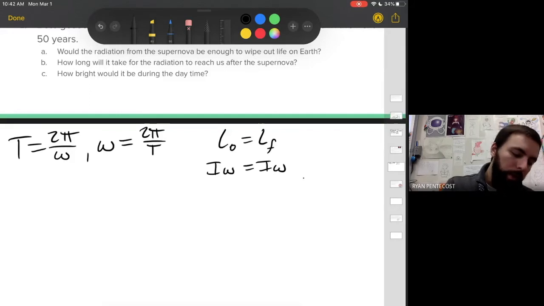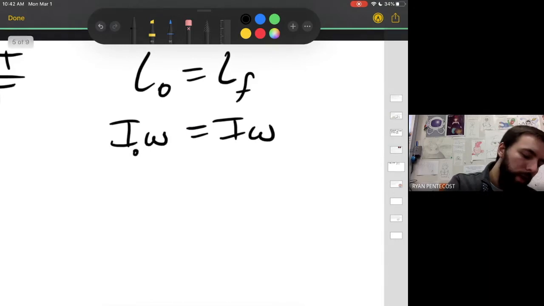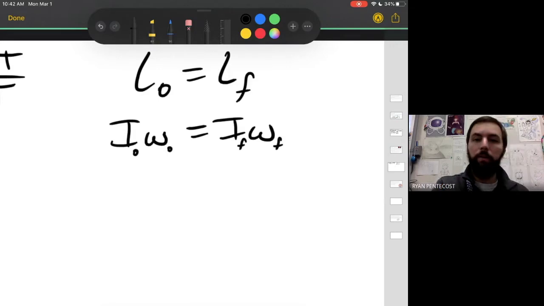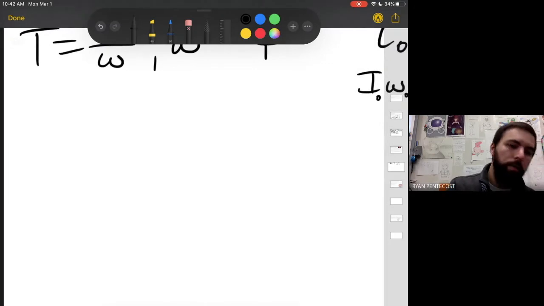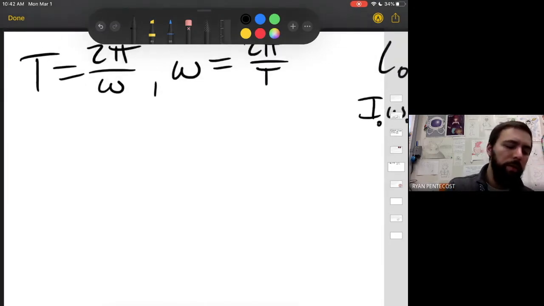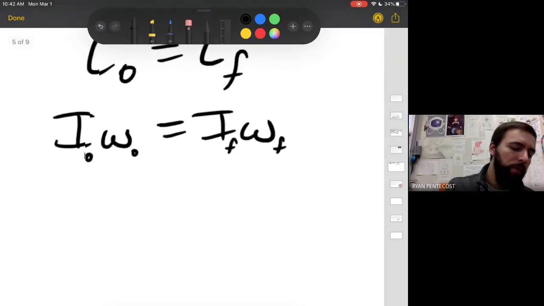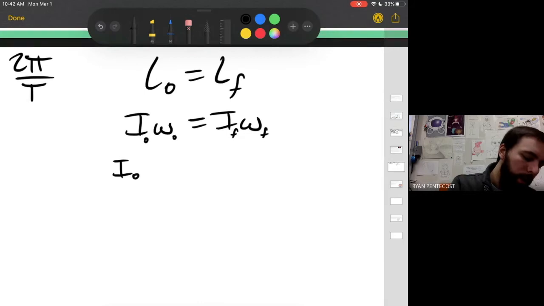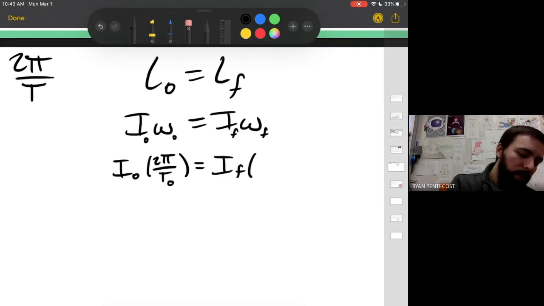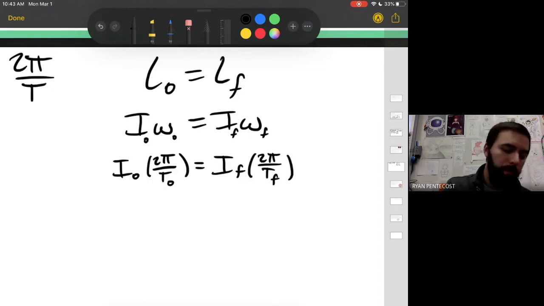So we are going to have a change in moment of inertia. We are going to have a change in angular speed. So they both get an initial and a final. Now, what we are solving for is period. So let's do some symbol algebra over here. If we take I initial times 2 pi over T initial, now we can solve this for our time period, the time period that we want.